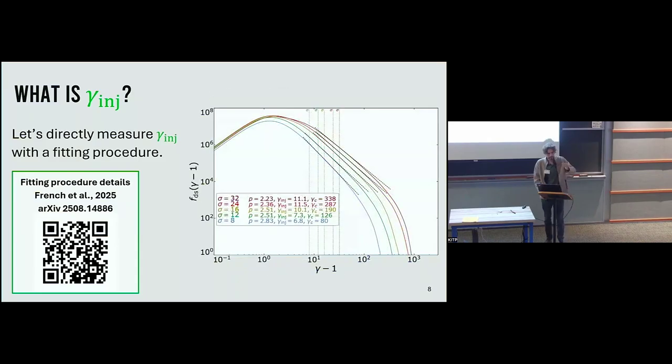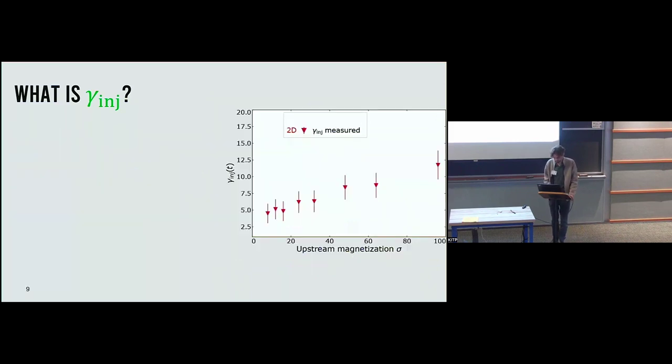So here's what it looks like for 3D simulations. These black lines are the fits. They extend from the injection energy at their lower bound to the cutoff at their upper bound, and they adhere very well to the spectrum. So this just gives you a sense of how precise the measurements have gotten. So let's plot this against sigma. Here are our measurements. Let's see how our model does.